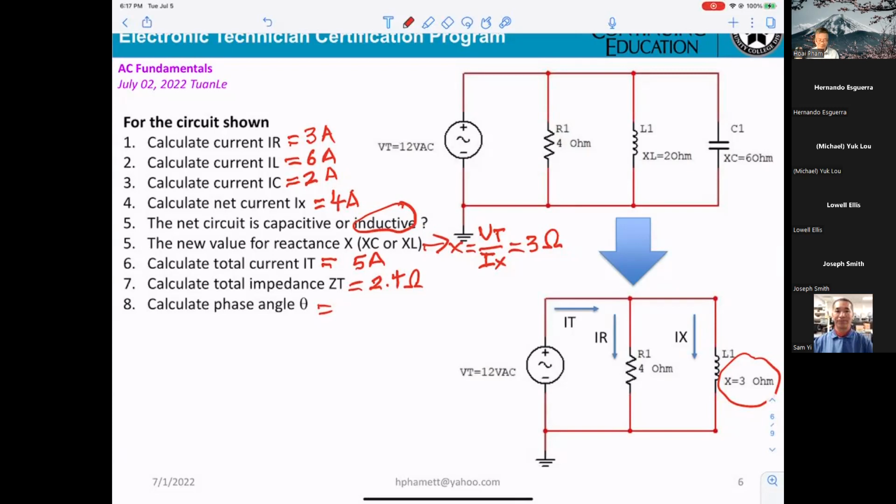Well, I said if you want it, you have to go back to the RL parallel circuit. I agree the value is 53.06 degrees. However, to me, you get negative.